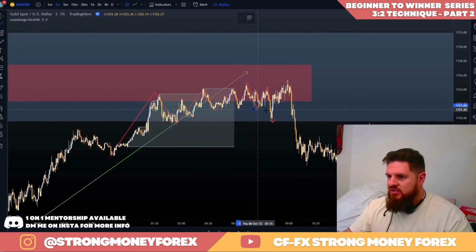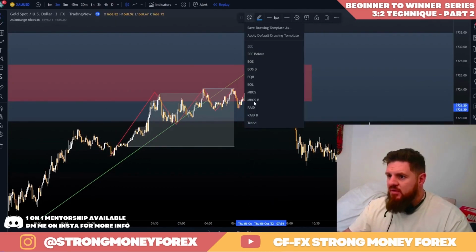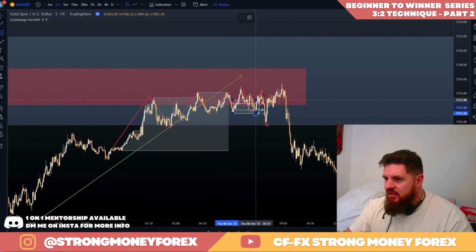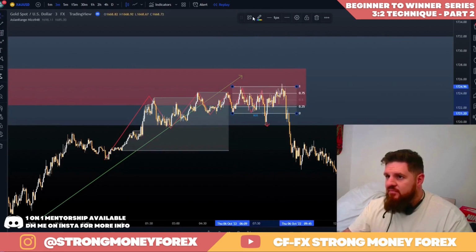Let's mark on our break of structure like that. Break of structure down there, okay? The last up move was that move there, so let's mark that up, which is like that.